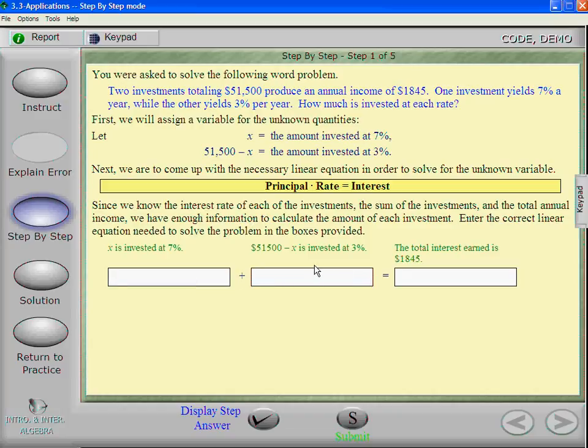Yep, you can actually see they use exactly what I said. X is invested at 7%, that's 0.07 times X, and then the other amount, instead of a Y, you would say 51,500 take away X, multiplied by 3%, so 0.03 times, in parentheses, 51,500 take away X, and then 1,845 is the amount that will be earned in the end.